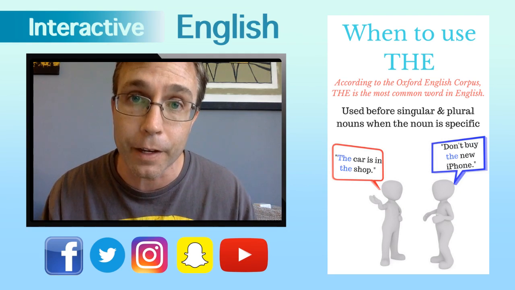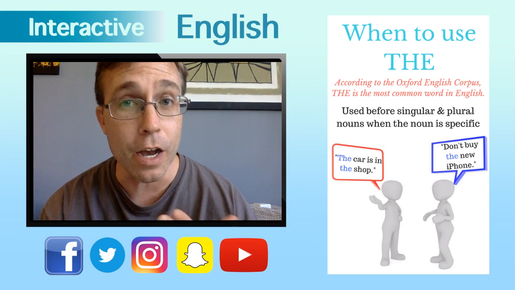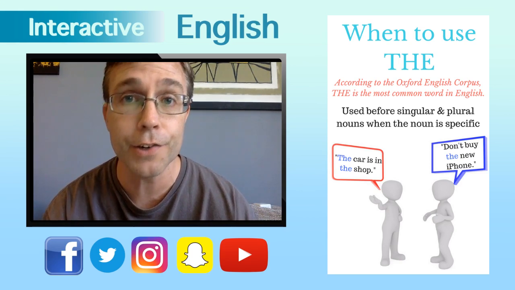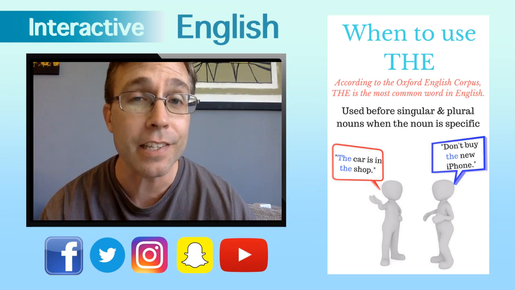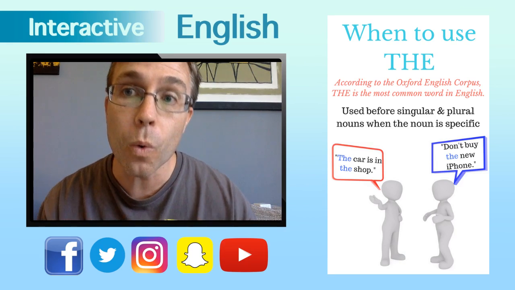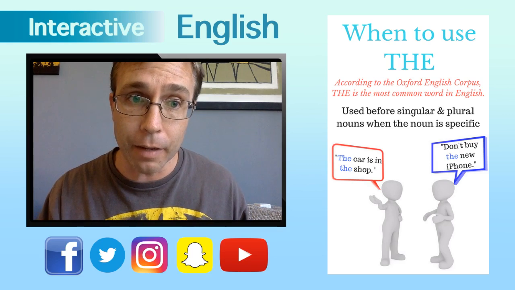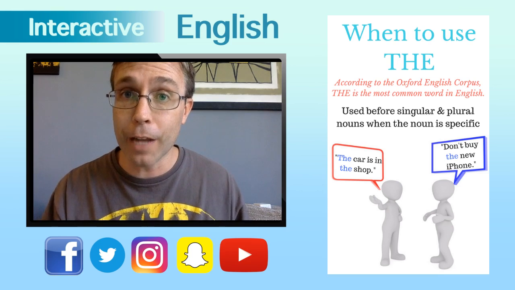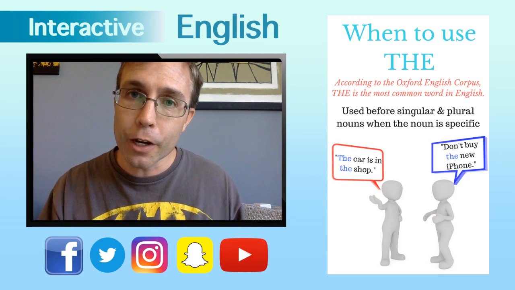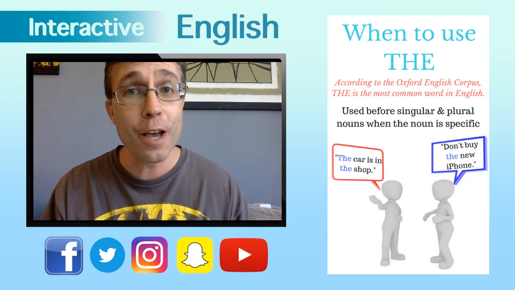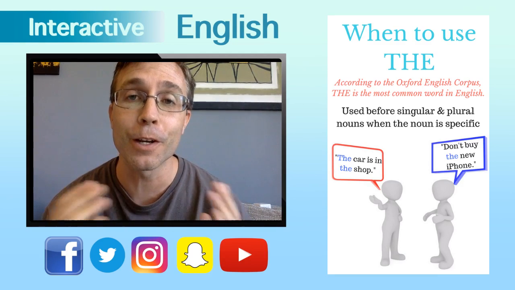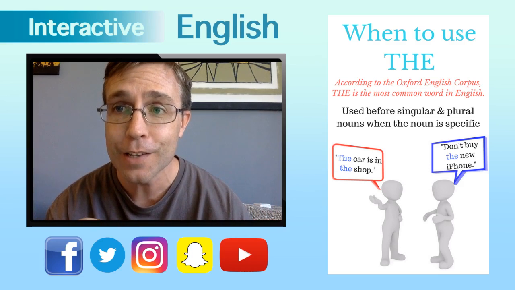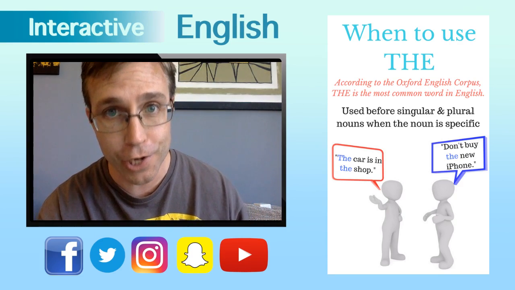It is specific. Now, if we look at the other use of the definite article, the car is in the shop. Again, this is specific. We know what kind of shop we're talking about. Are we talking about a grocery store? No. Are we talking about a flower shop? No. If you're talking about a car that is in the shop, you should know that we're talking about the mechanic. The car is broken, something is wrong with it, so we took it to the shop.